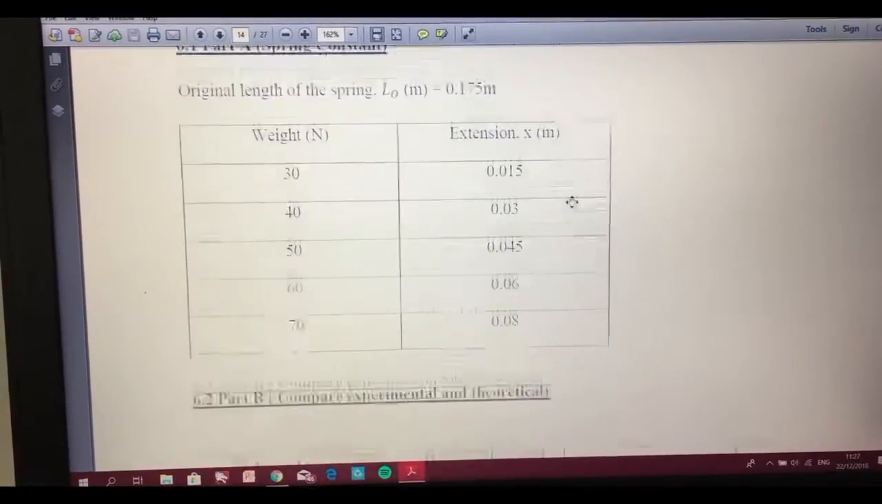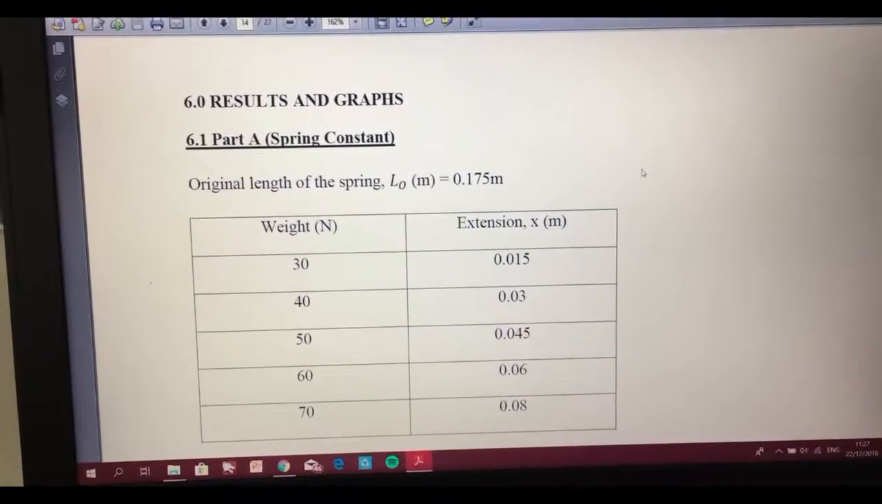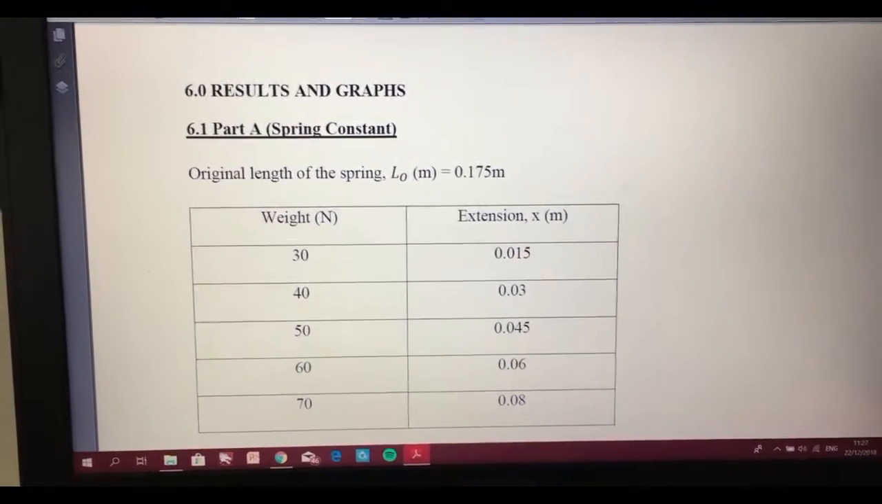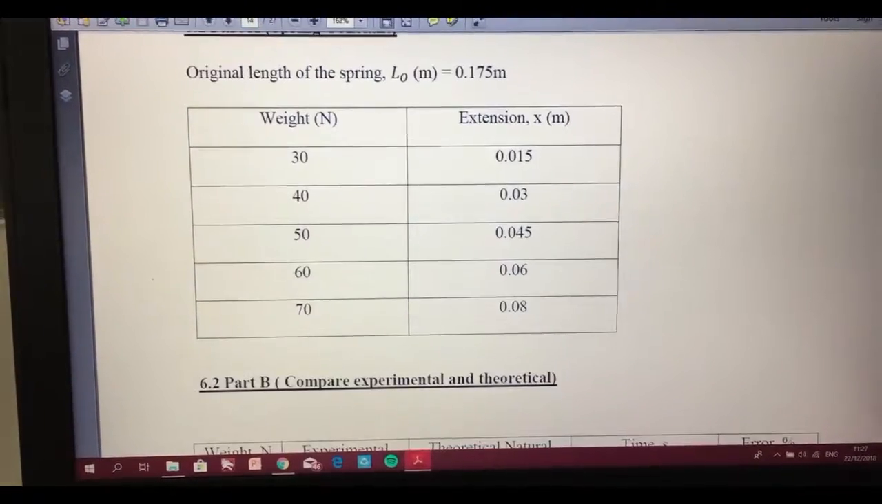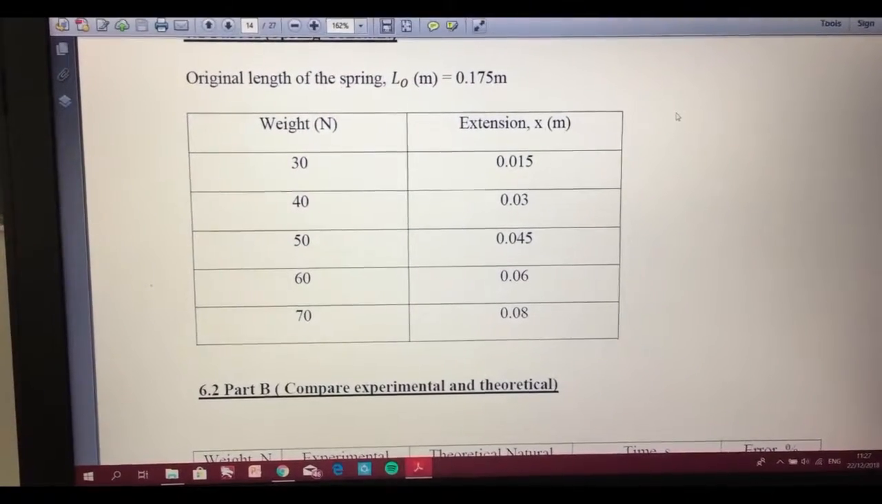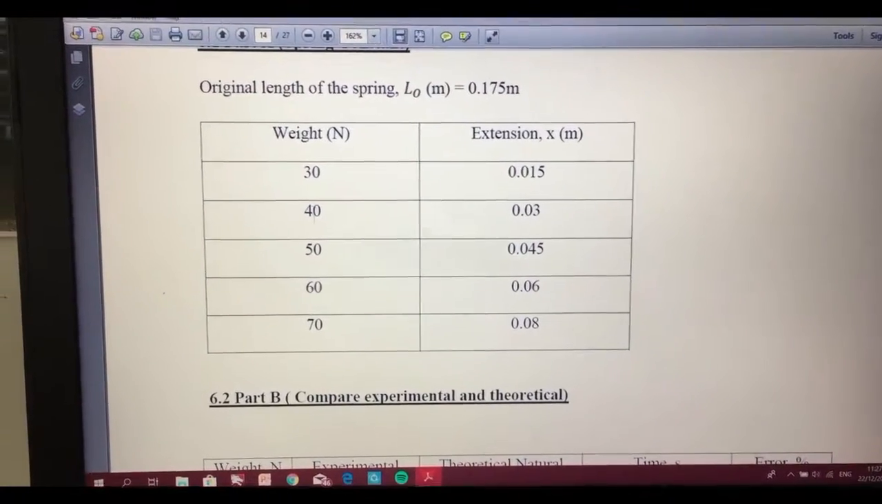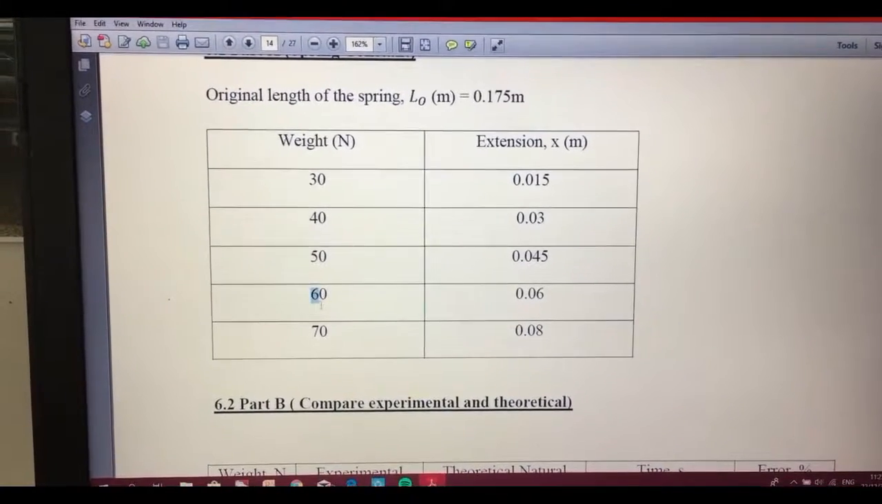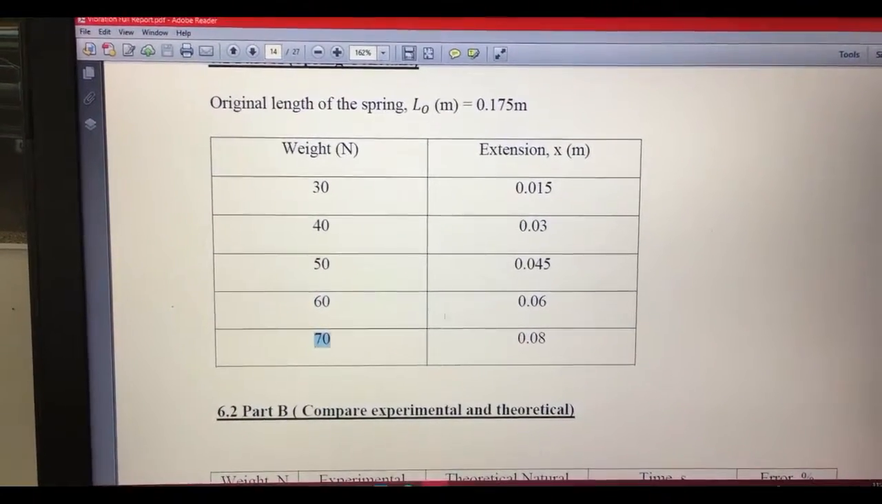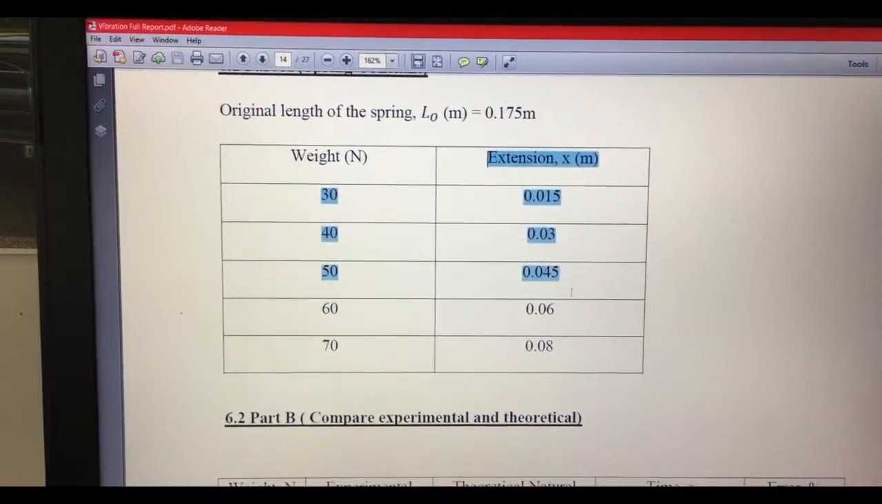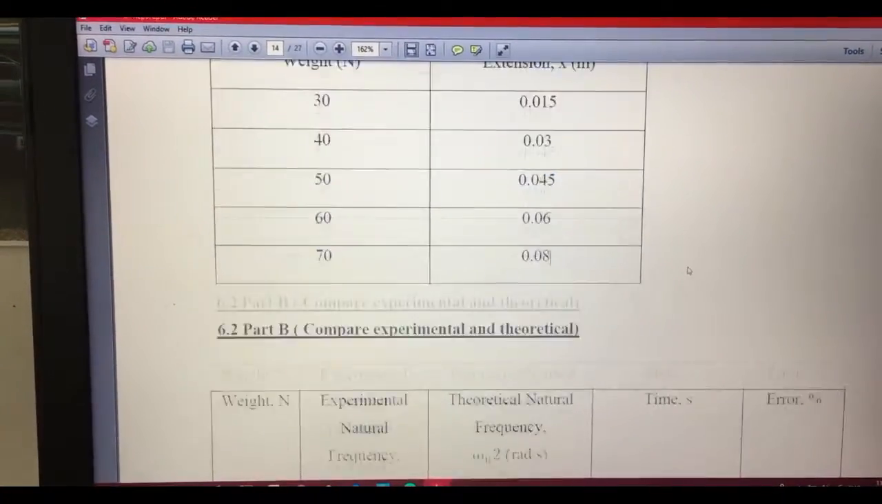We are here to brief about our results and discussion for our spring mass system lab. As you see, there are part A and part B for our experiment. For part A, we calculated the extension of the spring. Here is the result for the extension of the spring for 30 Newton, 40, 50, 60 and 70, and here is the extension of the spring for the respective weight.